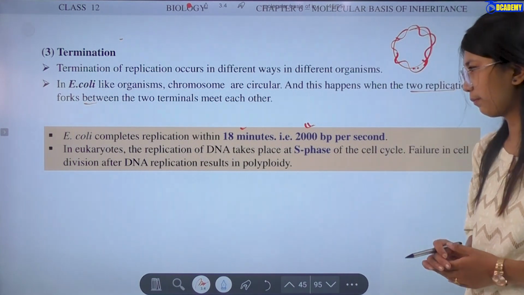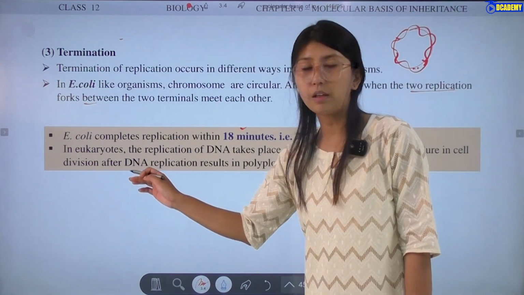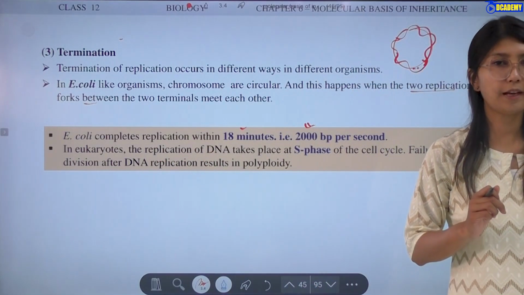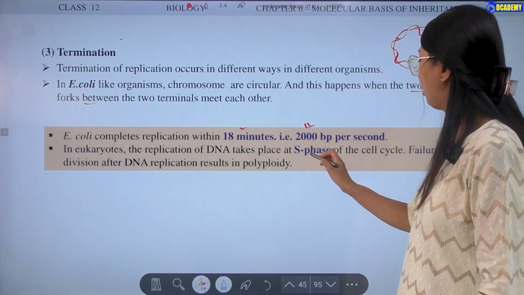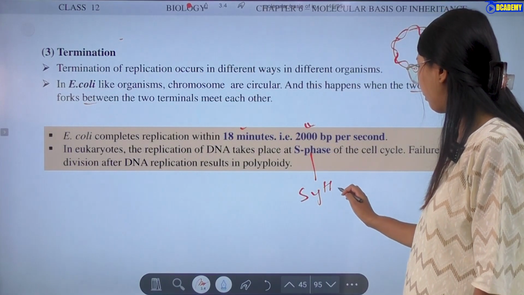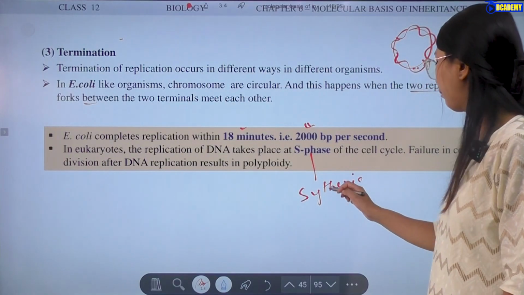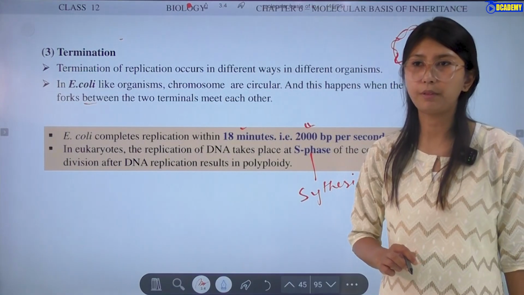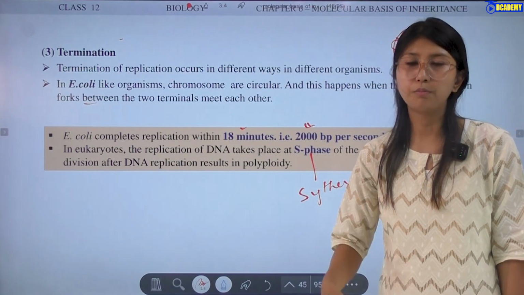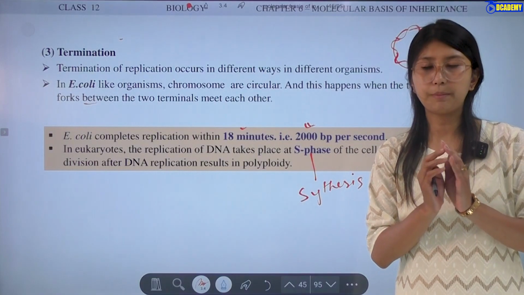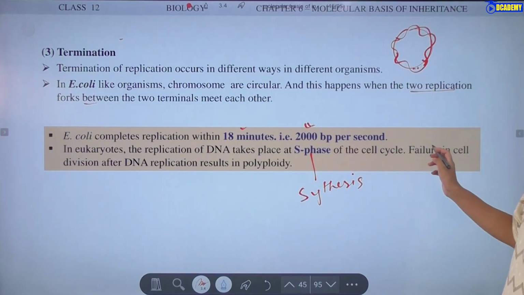In eukaryotes, the replication of DNA takes place at the S phase. The S phase is the synthesis phase of the cell cycle. Replication occurs in the S phase before mitosis or meiosis, and in the S phase the whole DNA is replicated.